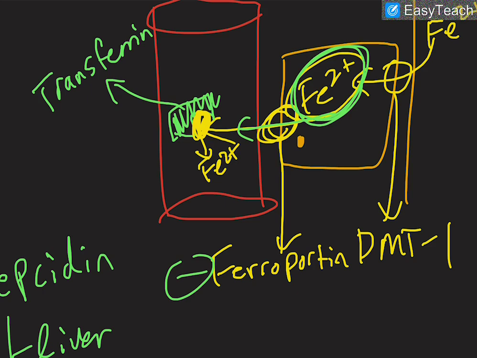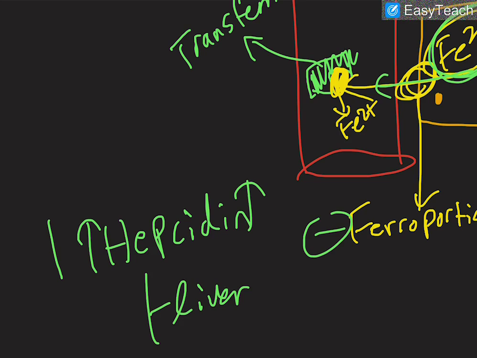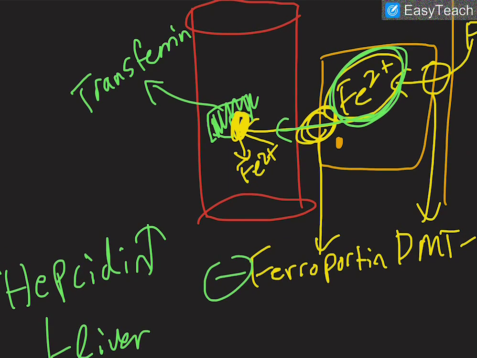But if you have low iron, then your liver can secrete less hepcidin. Why? So you don't inhibit ferroportin, so then you can absorb a lot of iron into your bloodstream and replenish your iron levels.